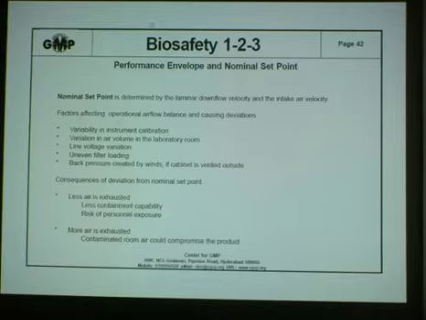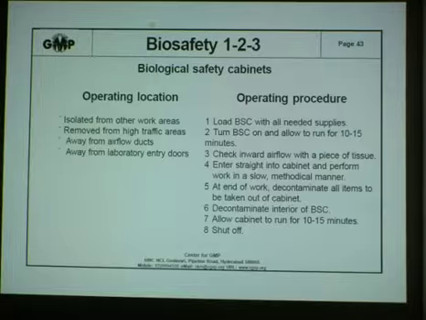Now, the consequences of deviation from nominal set point would be that less air is exhausted than designed, less containment capability, and therefore increasing the risk of personnel exposure. If more air is exhausted, contaminated room air may compromise the product. Now, the operating location for BSC: isolated from other work areas, removed from high traffic areas, away from airflow ducts and away from laboratory entry doors.